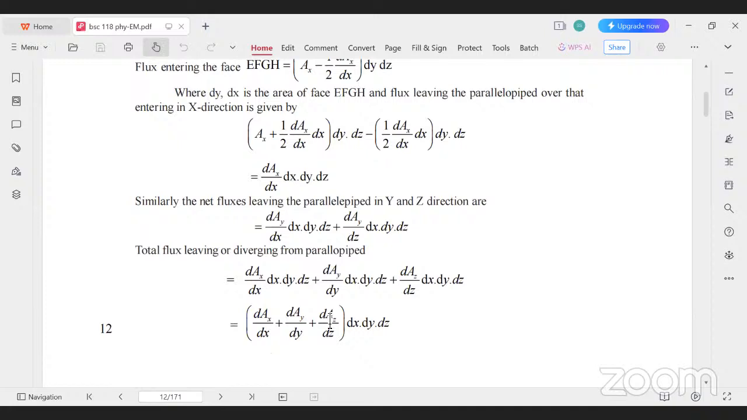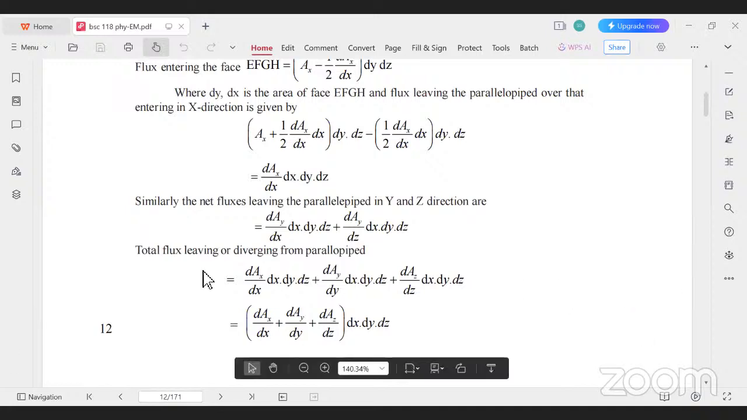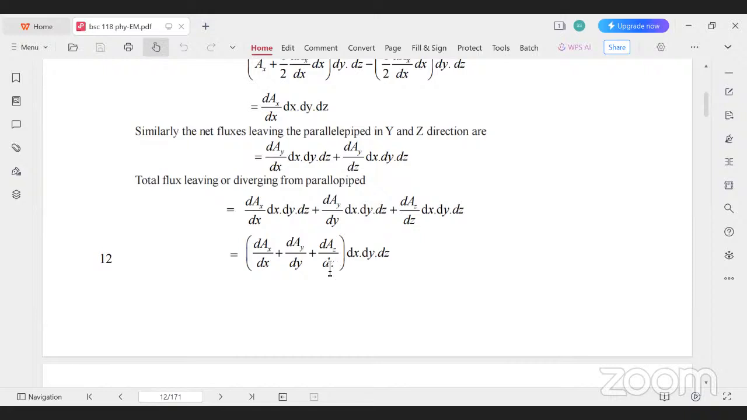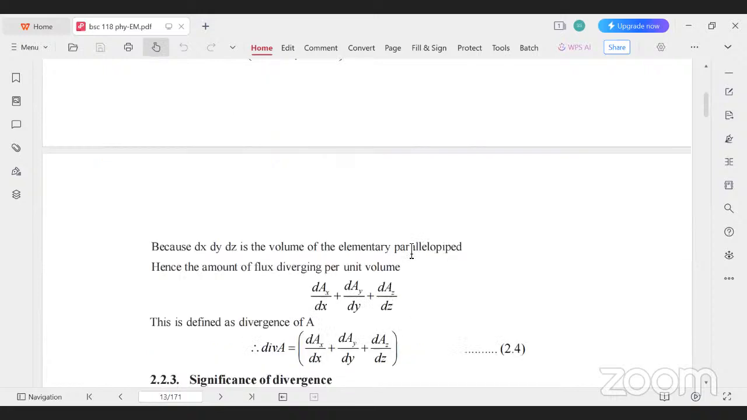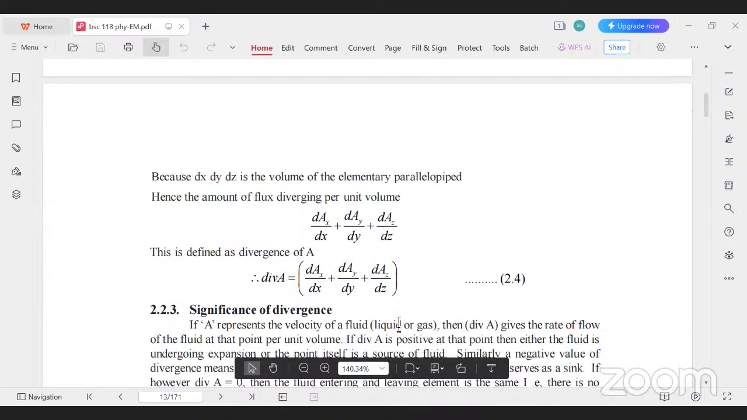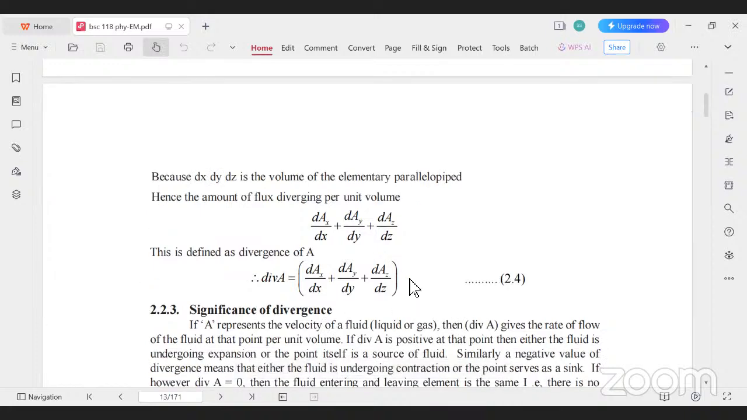total flux. Flux is nothing but electrons flowing, that might be along the x-axis, y-axis, and z-axis. With that, you can find ∂Ax/∂x plus ∂Ay/∂y plus ∂Az/∂z, over ∂x ∂y ∂z. So here you can find the divergence of A: flux divergence per unit volume. Therefore, divergence of A is nothing but ∂Ax/∂x plus ∂Ay/∂y plus ∂Az/∂z. That will be the complete divergence of A.